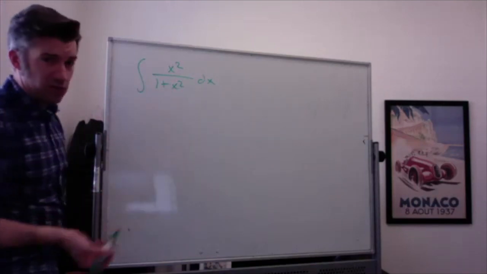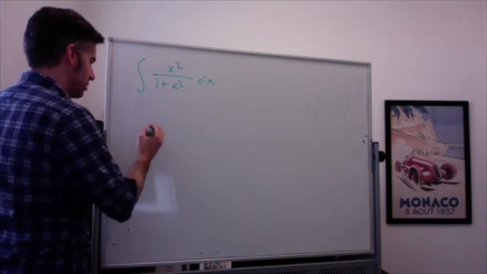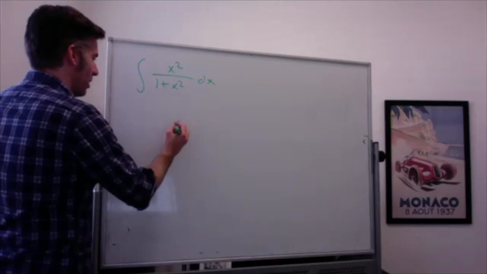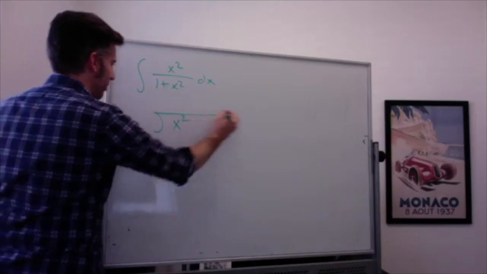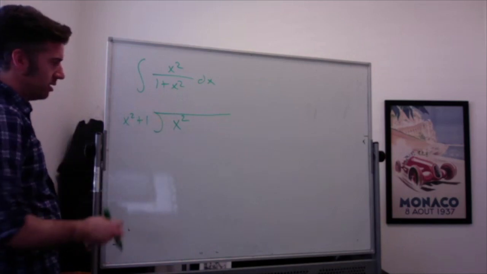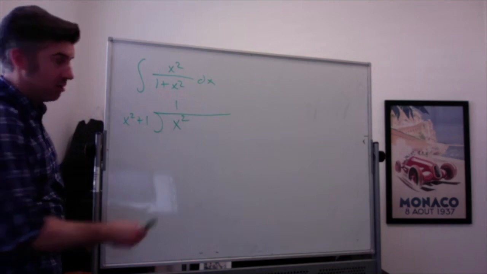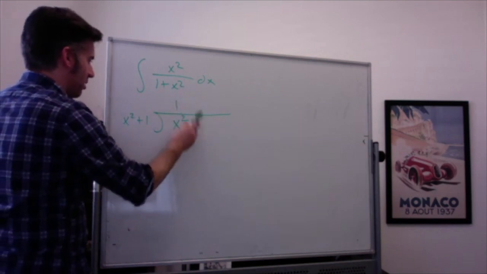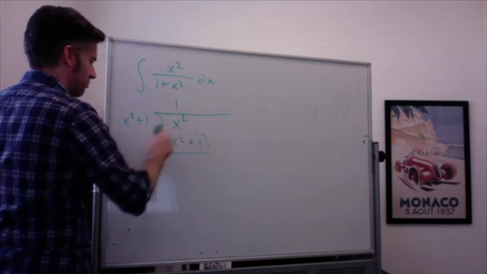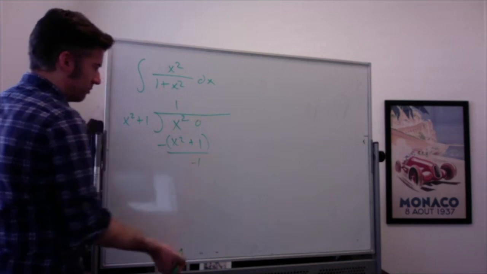In this case, you could do a trig sub, but you could also do polynomial division, right? The degree on top is equal to the degree on the bottom. So what is x squared divided by x squared plus 1? Well, you multiply by 1 to get x squared. 1 times x squared is x squared. 1 times 1 is 1. Subtract: 0. 0 minus 1 is minus 1.